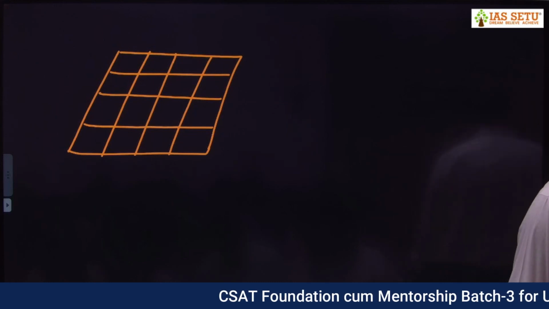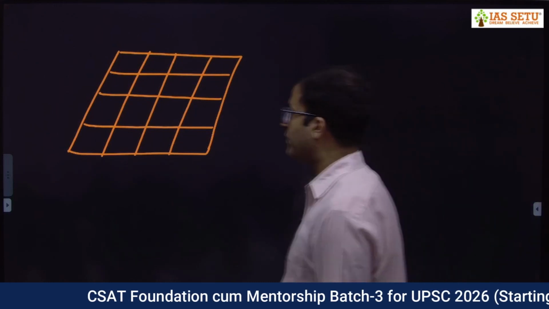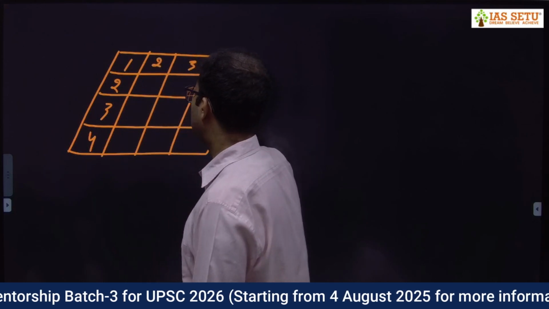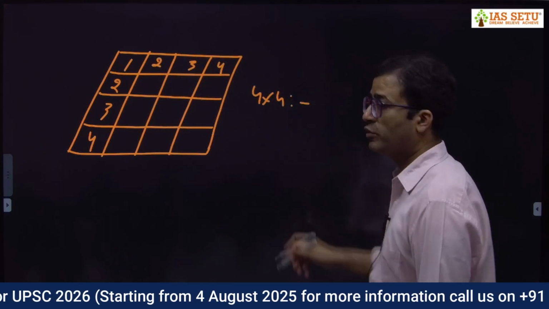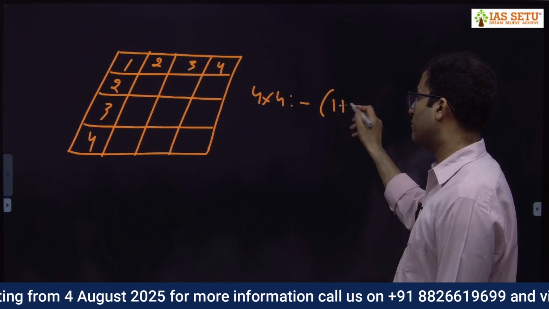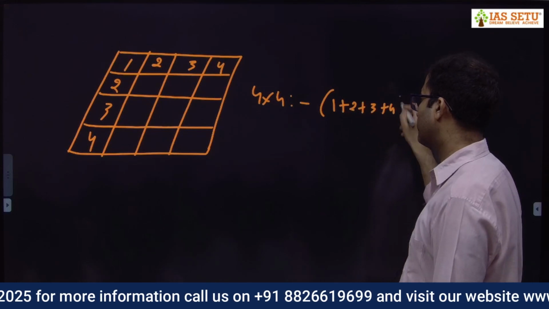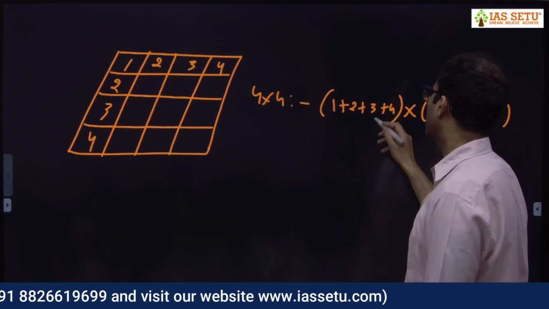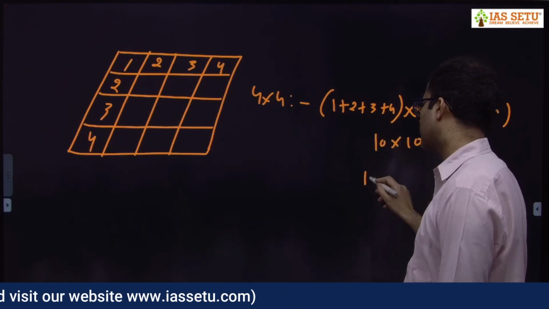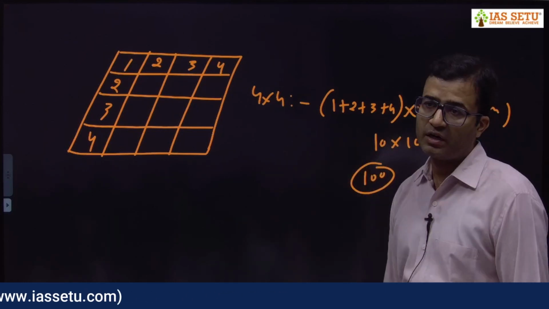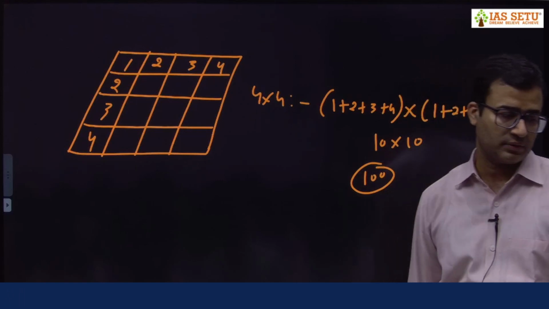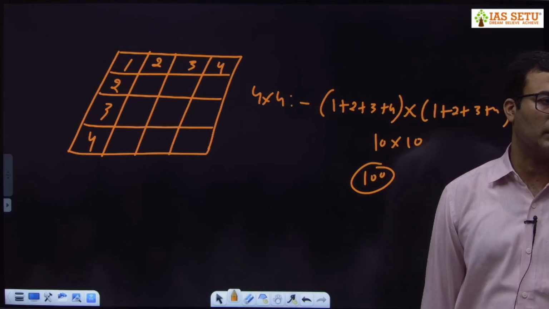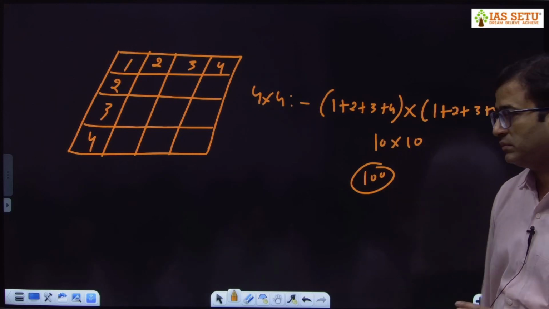This is a 4 by 4 figure. We have to count how many parallelograms there are. 1, 2, 3, 4. 1, 2, 3, 4. This is a 4 by 4 figure. Bracket start 1 plus 2 plus 3 plus 4, second bracket start 1 plus 2 plus 3 plus 4. So it is 10 into 10, 100. So in this given figure, there are 100 parallelograms. So the rectangle short trick will help you in parallelograms. Exactly the same. No confusion.